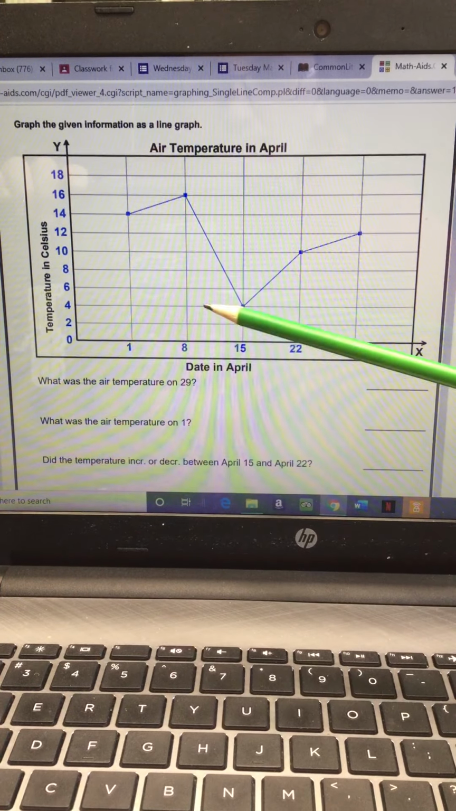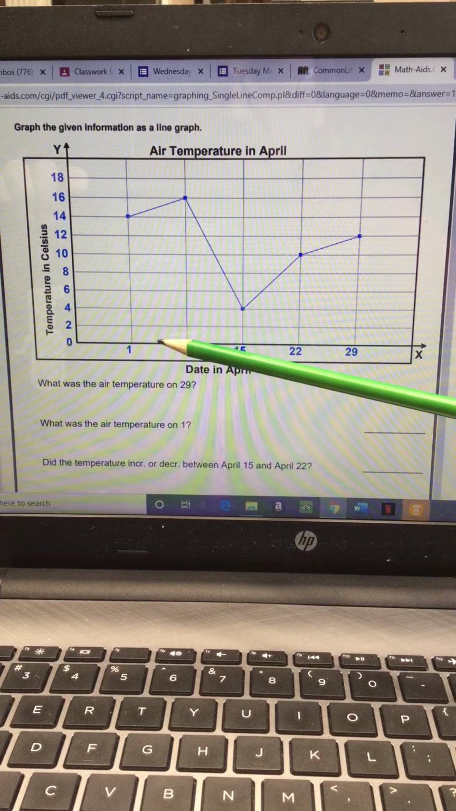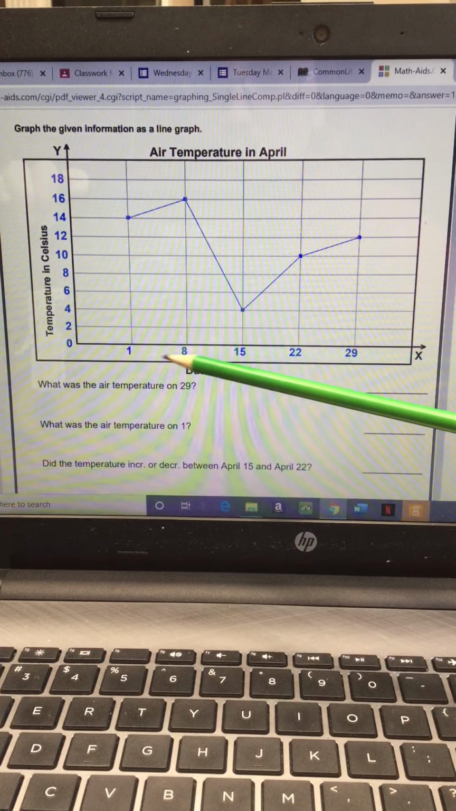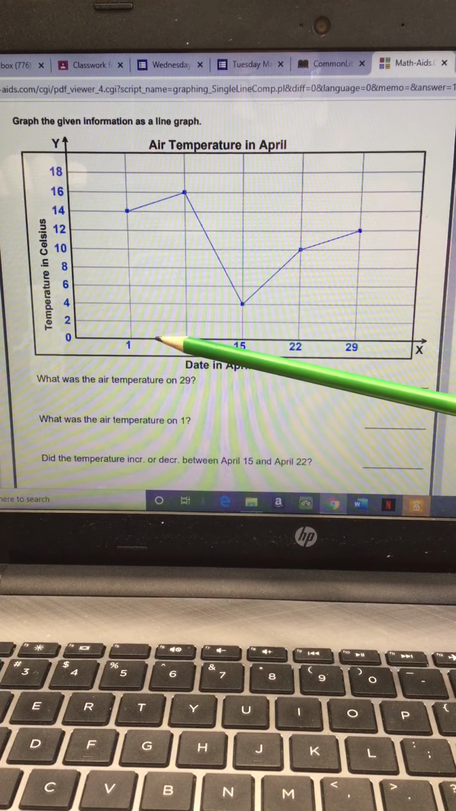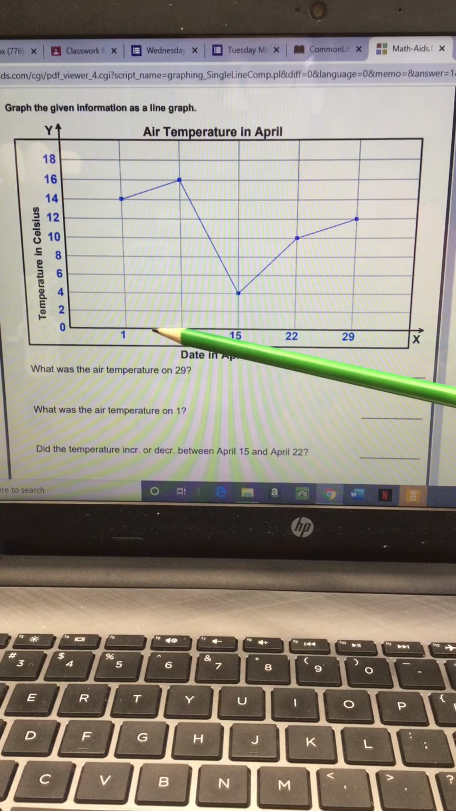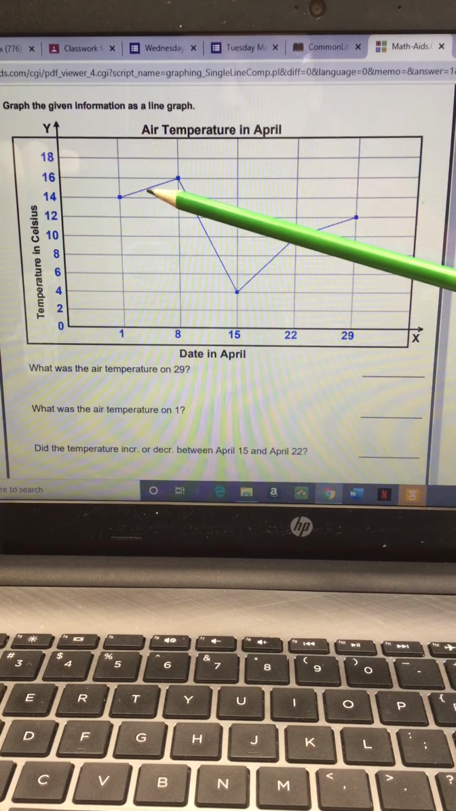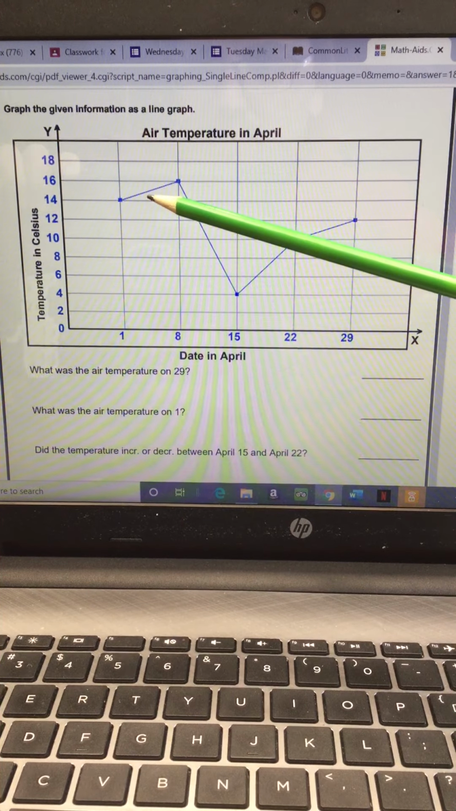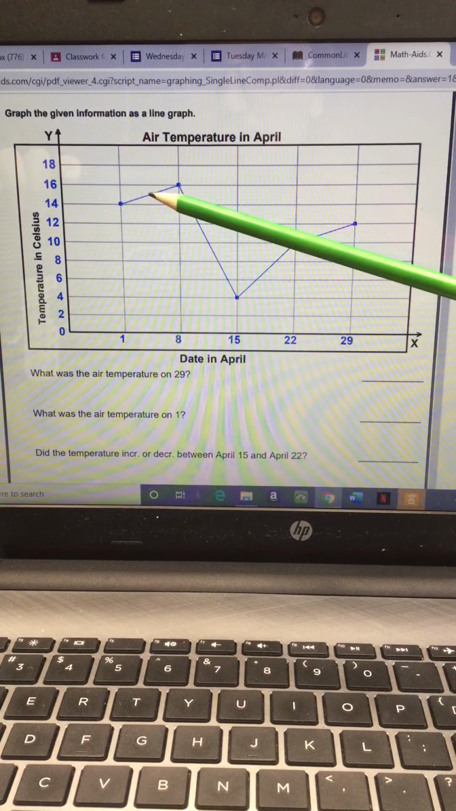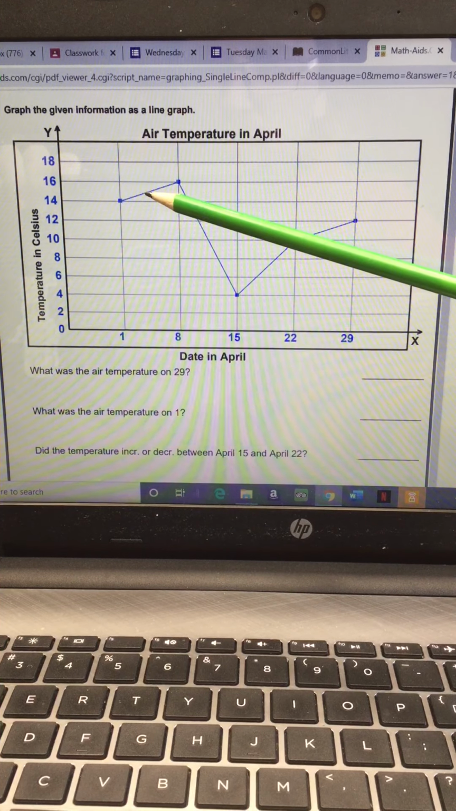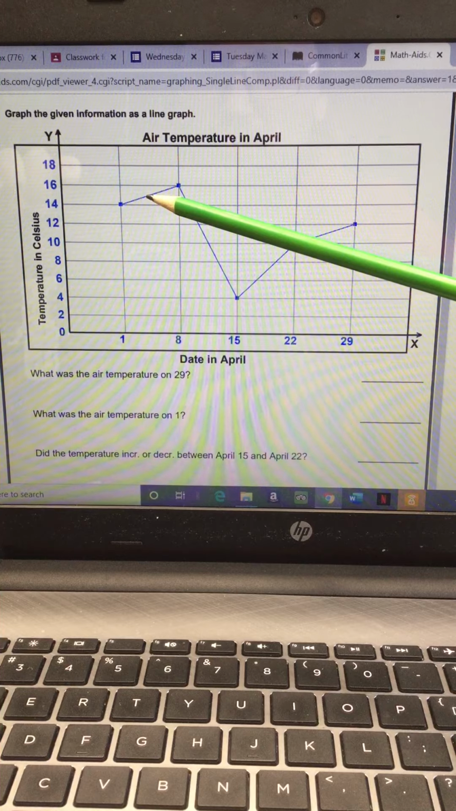Now, what's really cool about a line graph, again, it shows change over time, is that you can actually take a look at the average. So in between 1 and 8 is probably about 4.5. And if we were to shoot up, we can make an estimate that our air temperature on about the 4th or 5th day of April is about 15 degrees Celsius.